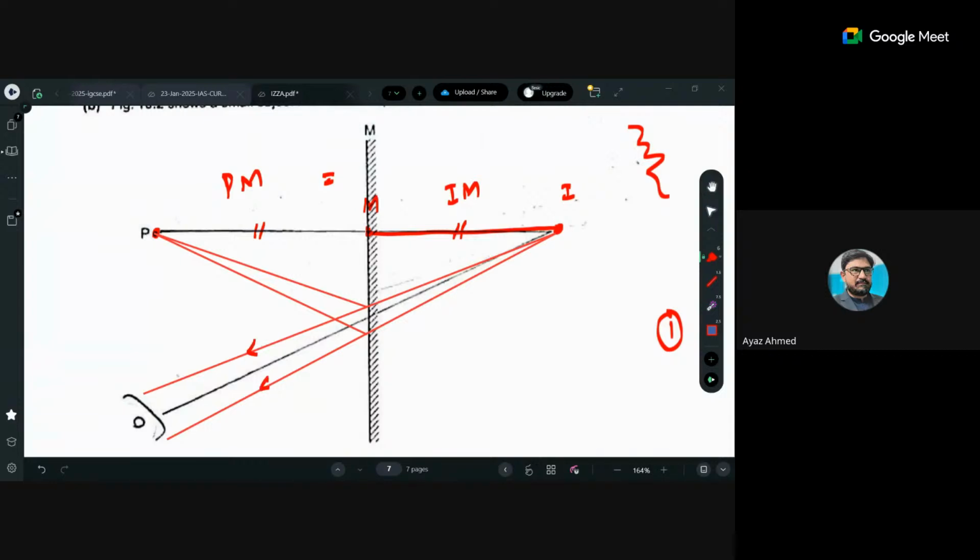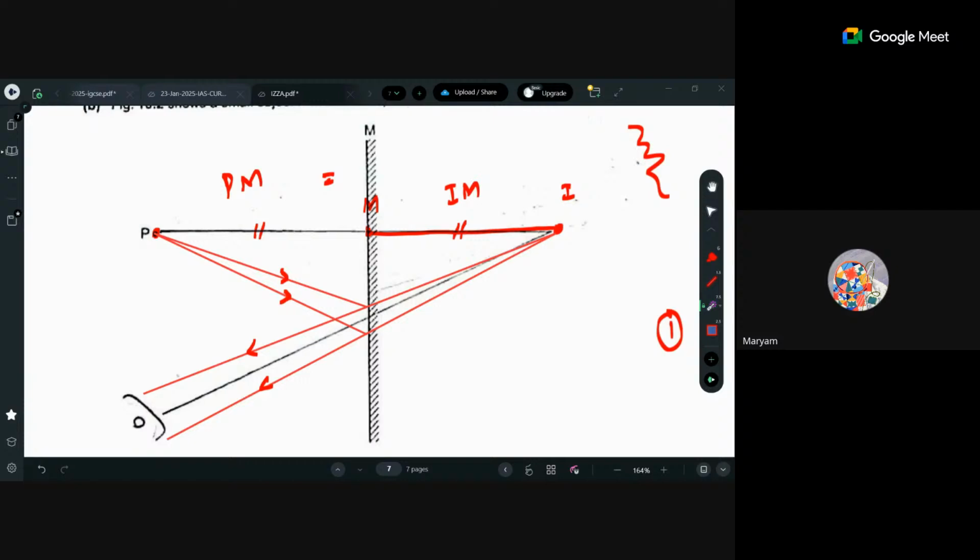Then, sir, should I label the arrows myself? I did not draw the straight line, the normal, from point M to point I. If you people have not drawn this one, it is fine. But you have to mention the position of the image properly.